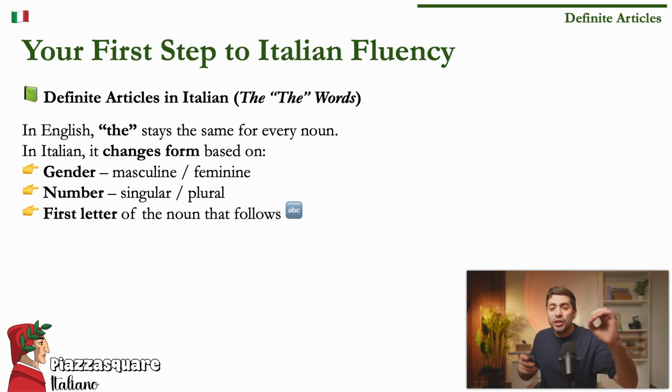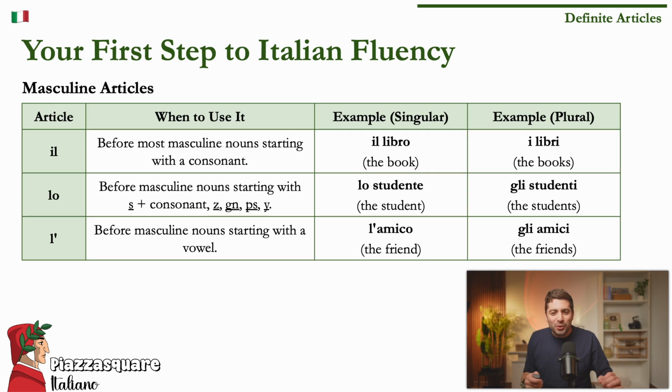Think of it like choosing the right key for the right lock. Let's break it down. For masculine nouns, we have il. Use this before most masculine nouns starting with a consonant. For example, il libro means the book. The plural is i libri, which means the books.